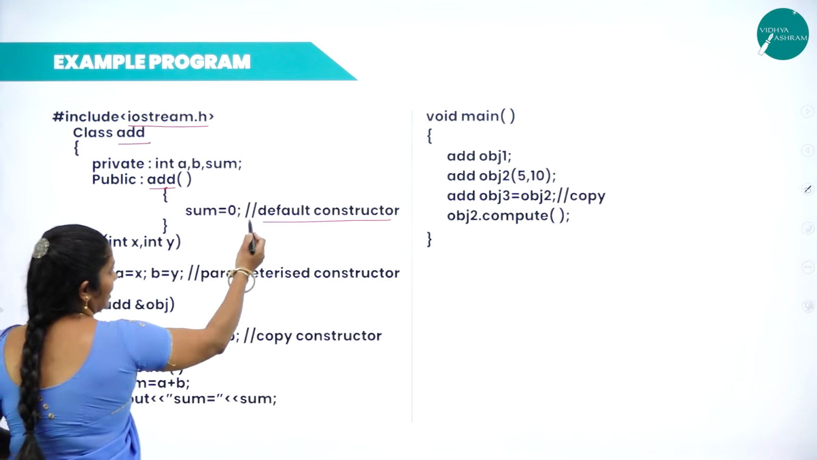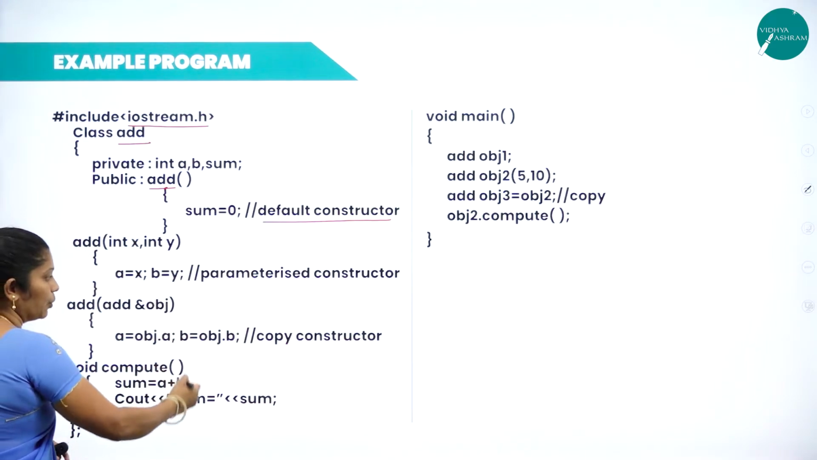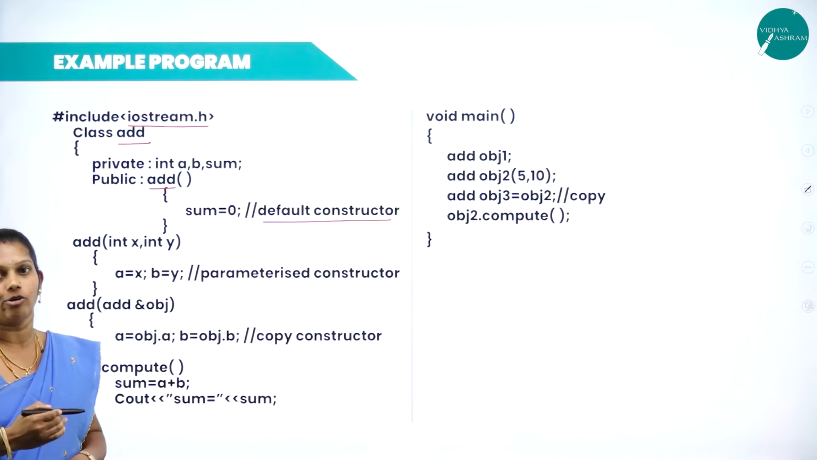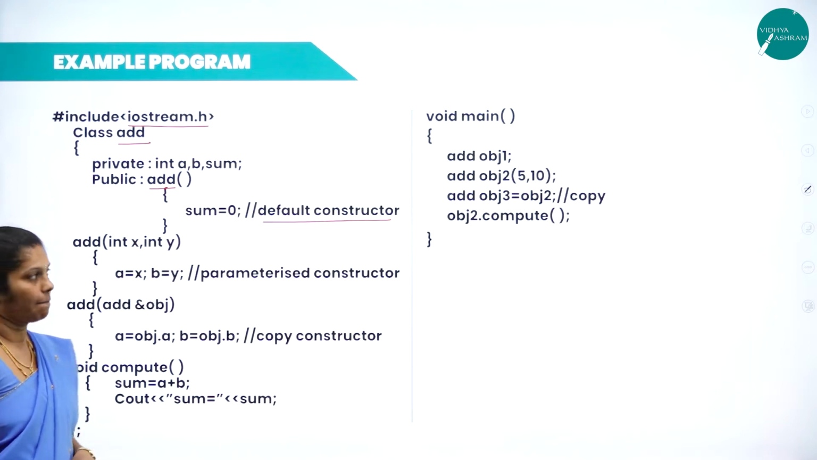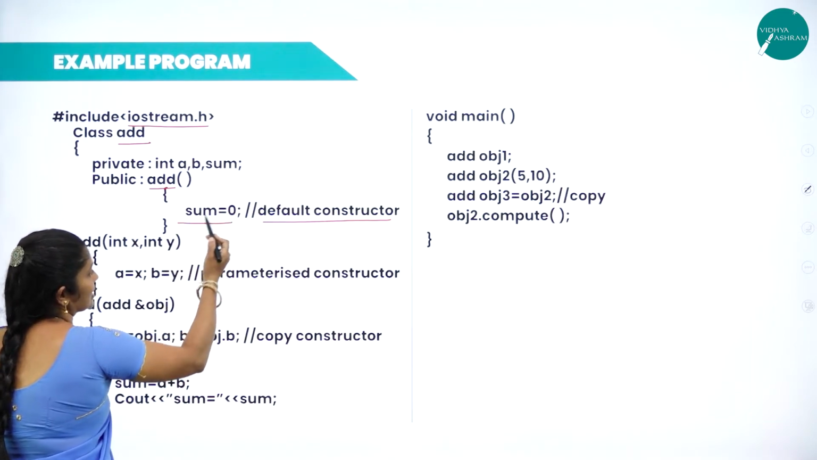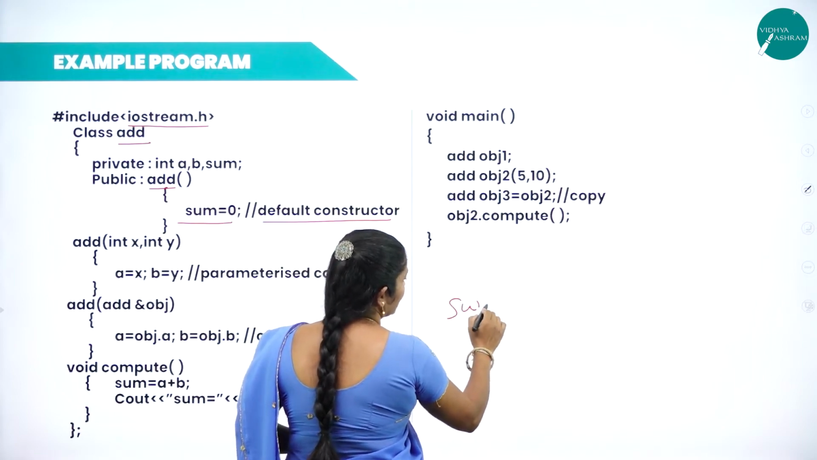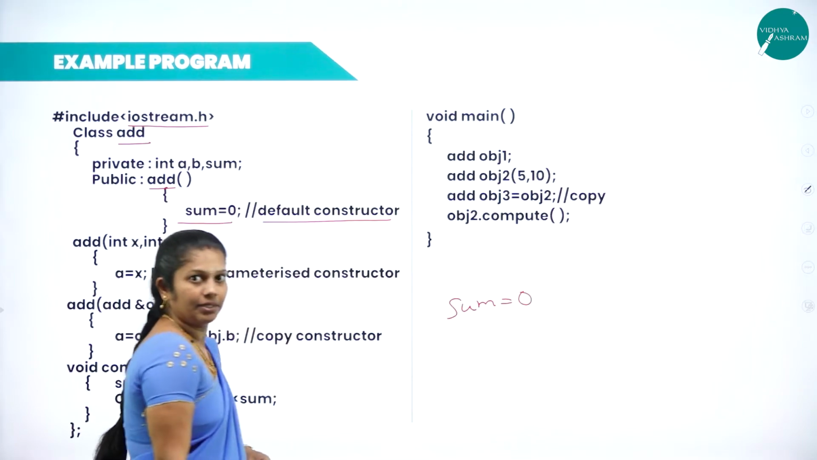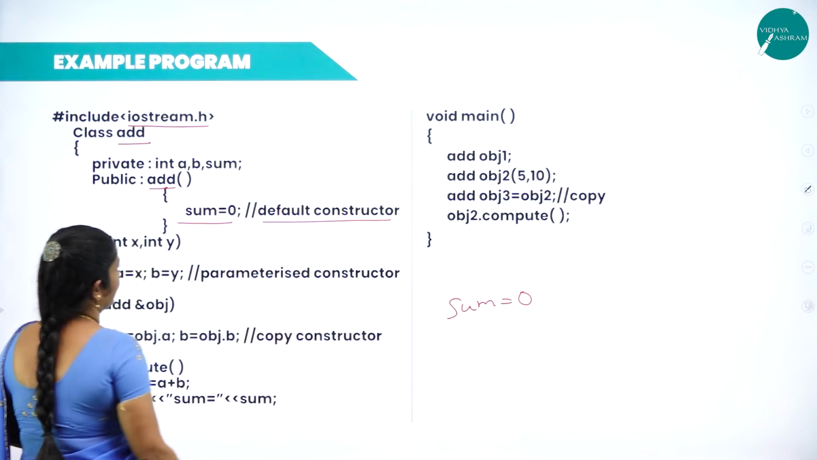By using a single-line comment, you can mention that it is a default constructor. Because in the same program itself, we are combining all the 3 concepts, that's why you have to properly mention it is a default constructor. Here we are initializing sum equals 0. It means that first I am just initializing sum equals 0 in the beginning. Now is it clear? That is the default constructor.